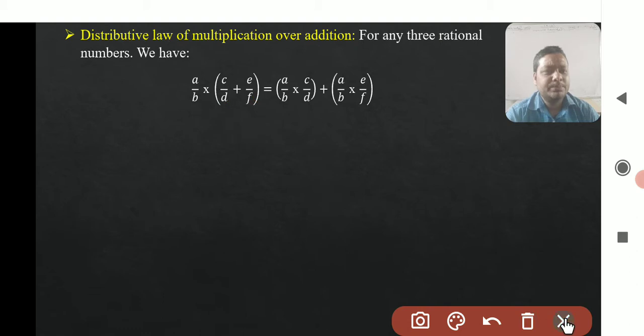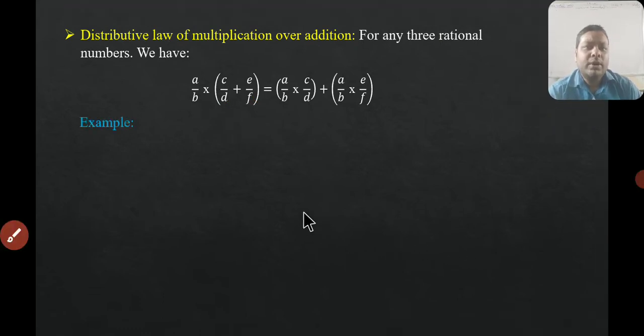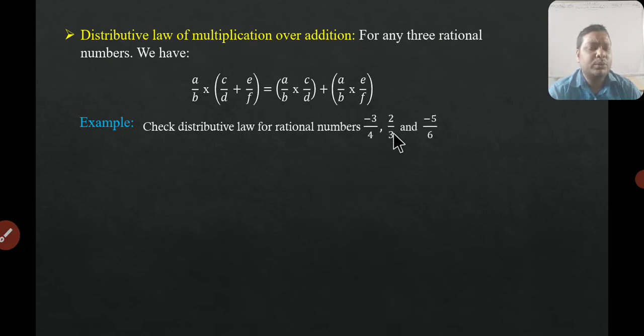Okay, for an example, if we take three rational numbers, minus 3 by 4, 2 by 3 and minus 5 by 6. So minus 3 by 4 is a by b, 2 by 3 is c by d and minus 5 by 6 is e by f. So in LHS we can say that minus 3 by 4 into the bracket 2 by 3 plus minus 5 by 6. At first, in LHS we will solve the value which is inside the bracket.